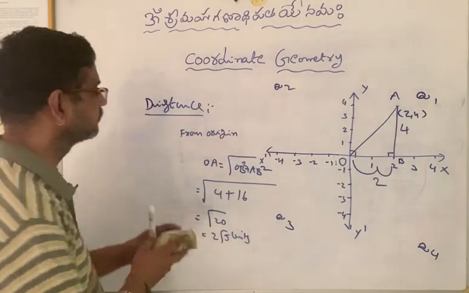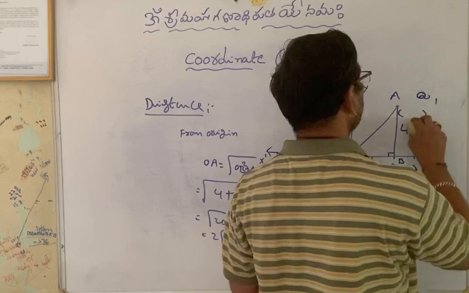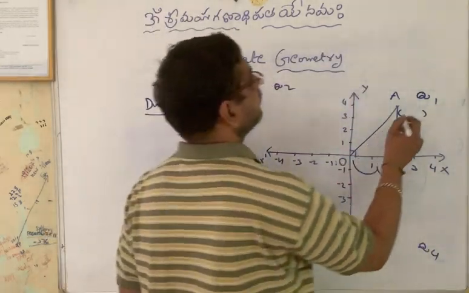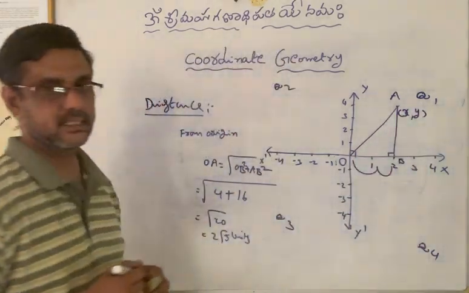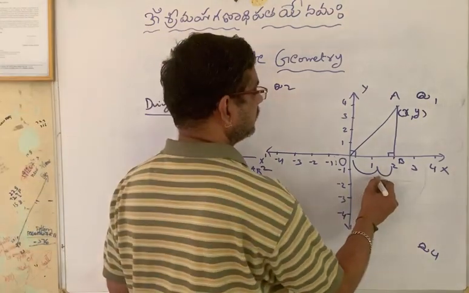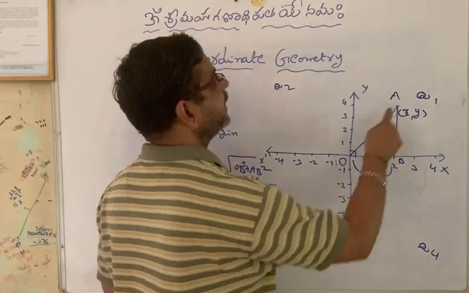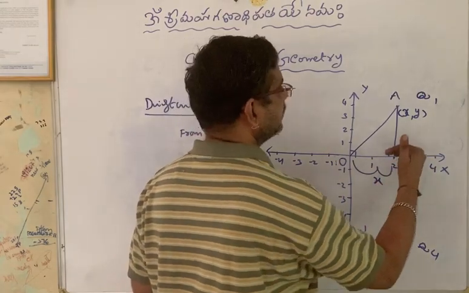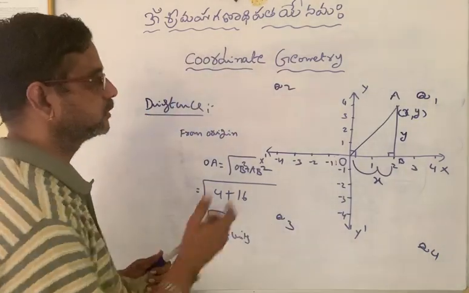Suppose instead of taking 2 comma 4, if I consider the position of A as x comma y, then OB is x units. X units means the point A is x units away from the y-axis and y units away from the x-axis. So the position is x comma y.